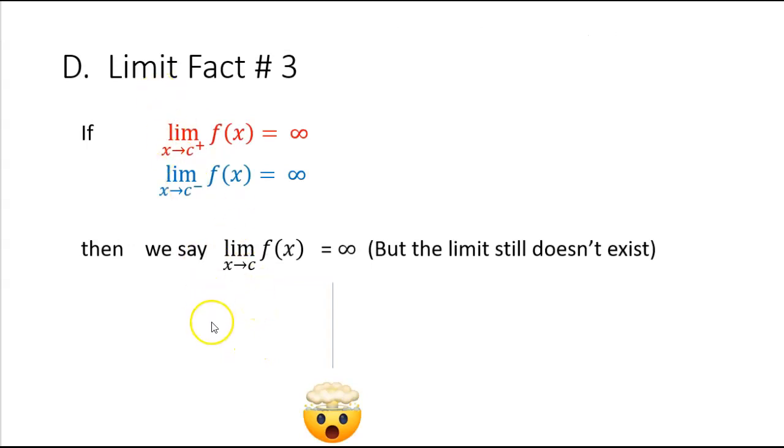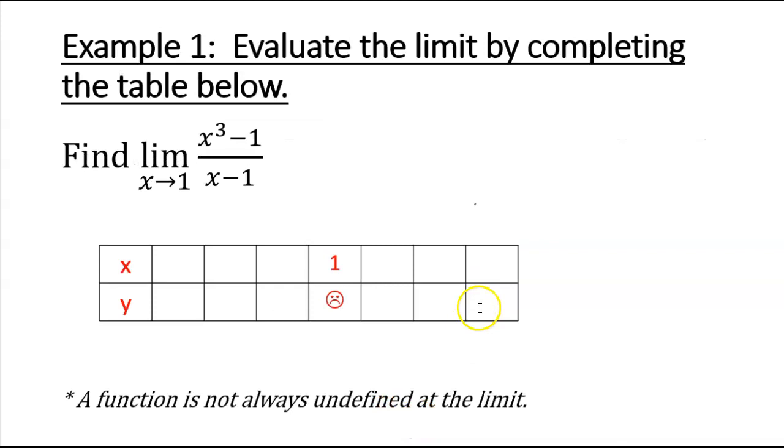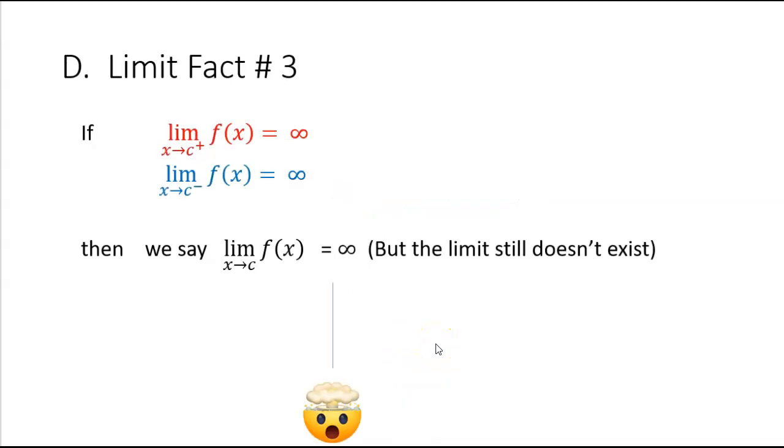Limit fact number 3. So we've looked at limit fact number 1, that if the limit from the right and left approach the same value, the limit exists, and the limit is the value that they approach. Limit fact number 2 is that if the limit from the left and right are not the same value, then the limit does not exist. And then limit fact number 3 is a new one as well. If the limit from the right or the limit from the left are infinity, then it doesn't exist.